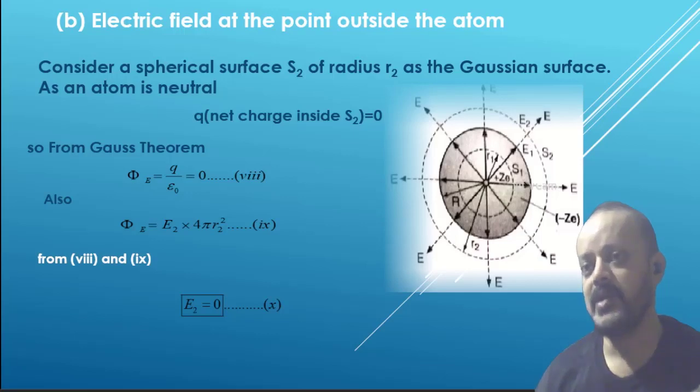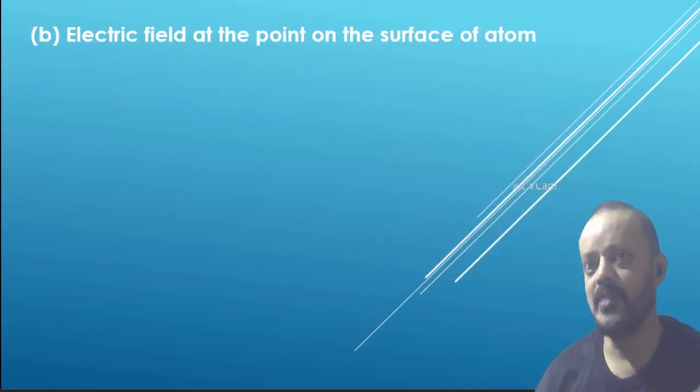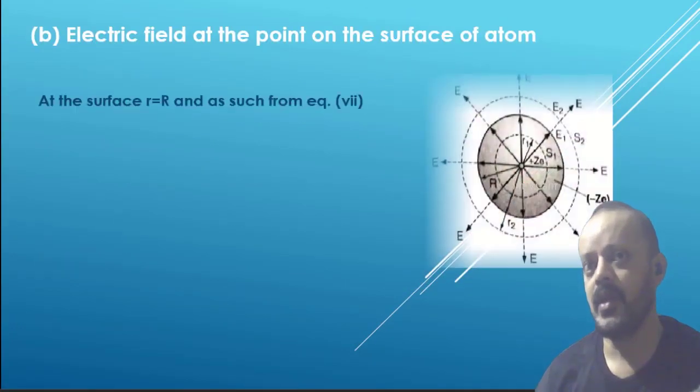Now if the point is on the surface of the atom, so if we substitute small r is equal to capital R in equation 7, then we get E is equal to 0. So finally we can say there will be an electric field only inside the atom. There is no electric field outside the atom as well as on the surface of the atom.